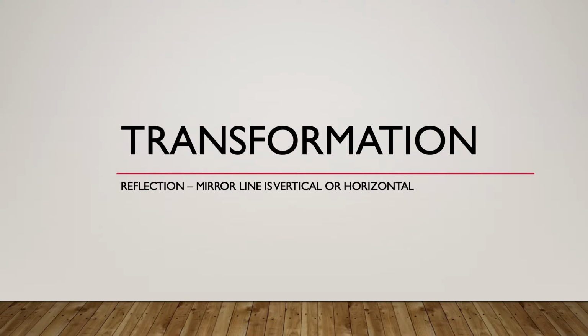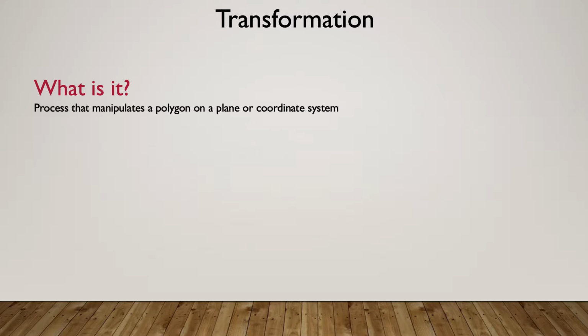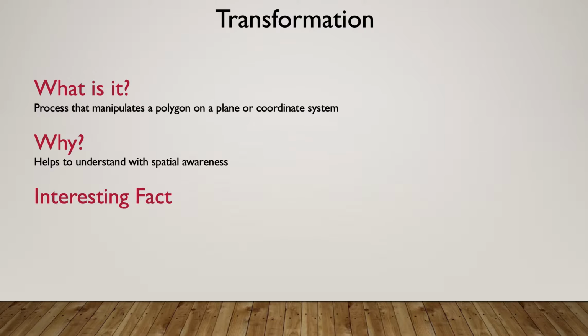Transformation, specifically reflection, and when the mirror line is vertical or horizontal. What is it? It is a process that manipulates a polygon on a plane or coordinate system. Why? It helps to understand with spatial awareness.